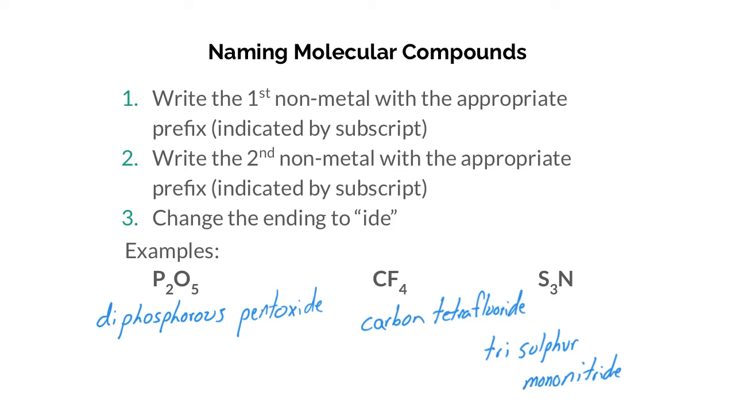So there's our naming rules for molecular compounds. Make sure you clearly identify if it's ionic or molecular. Again, these rules are different, and for molecular, we will be using that prefix chart that you'll find on the back of your periodic table.